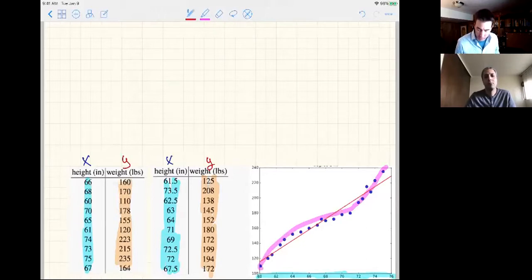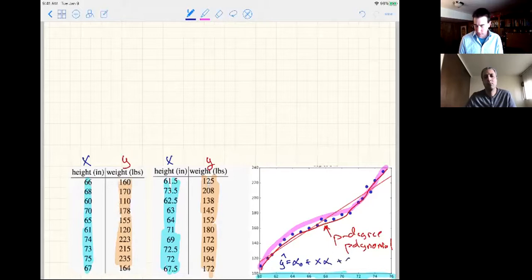Something that goes through there, like this, might be a polynomial. This might be a p-degree polynomial, and that means it'll have exactly the form that we've been writing down. It would have the form y hat equals alpha 0 plus x alpha 1 plus x squared alpha 2, plus this expanded up to some degree. Is there a better polynomial that fits through these data better? This is what we want to try and do.